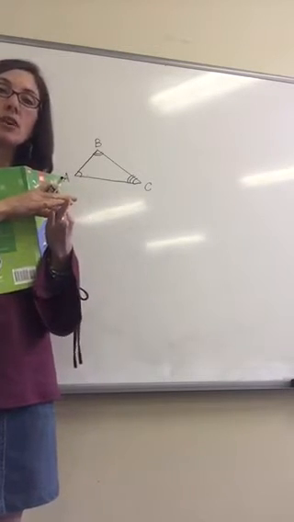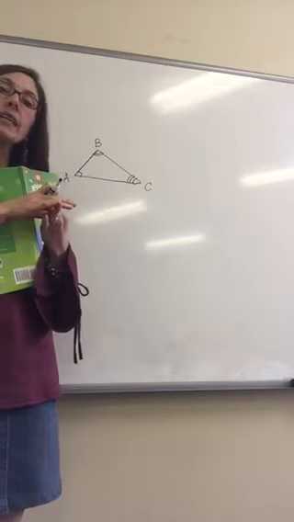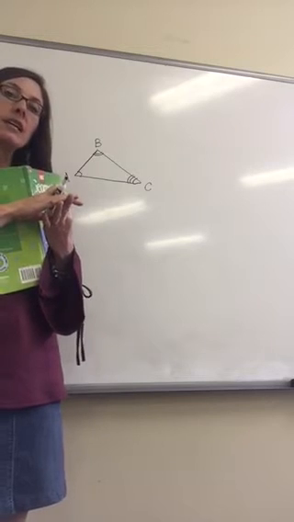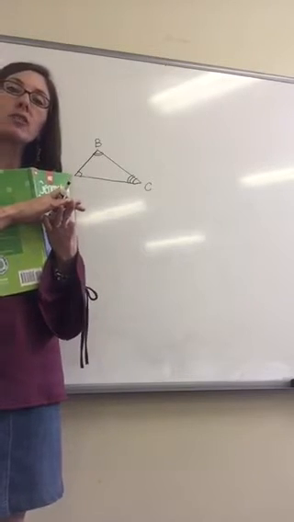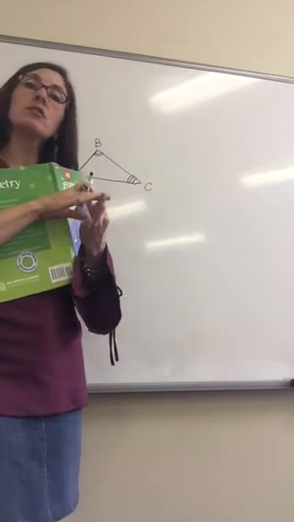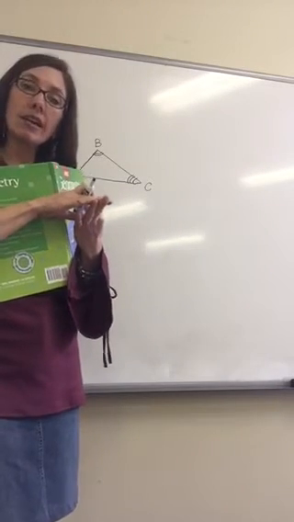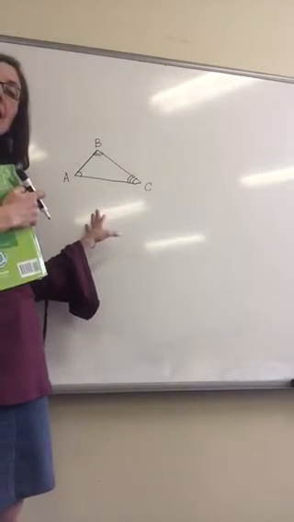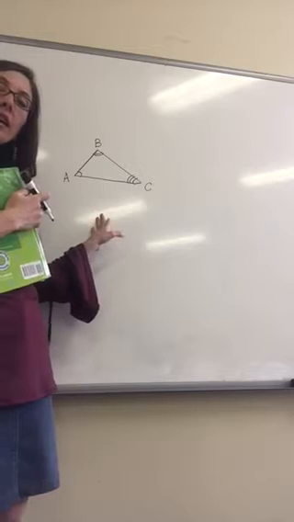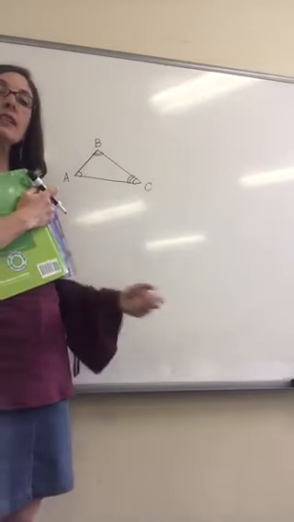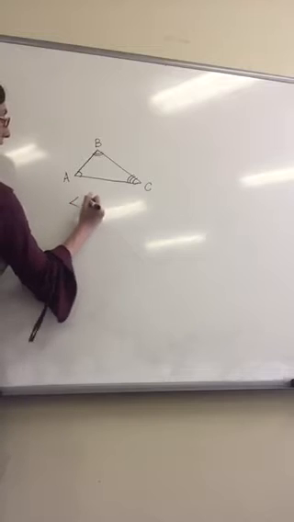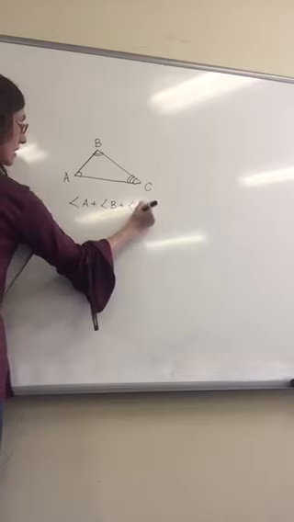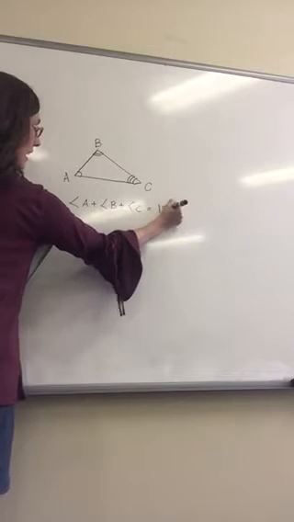We could have an obtuse triangle. Its angles would still add up to 180. We could have an acute triangle, which can also be the equiangular triangle, and an acute triangle's angle measures are all going to add up to 180. So that is your rule for triangles. The triangle sum theorem says that all the angles of any triangle add up to 180 degrees. So here we would say angle A plus angle B plus angle C equals 180 degrees.